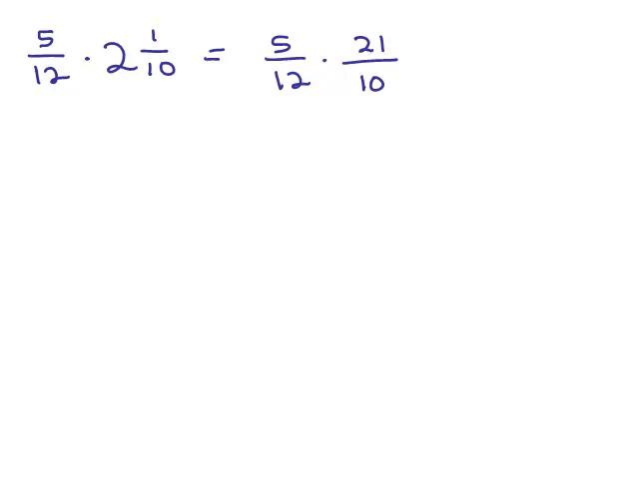Just to be different here, let's do this the other way I've showed you, where you just do the prime factorization of any numbers. So 5, it's already prime. 21 is 3 times 7.